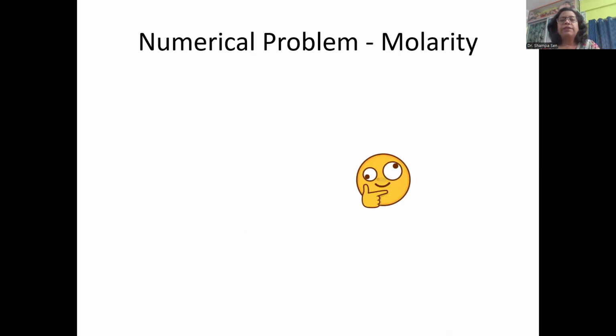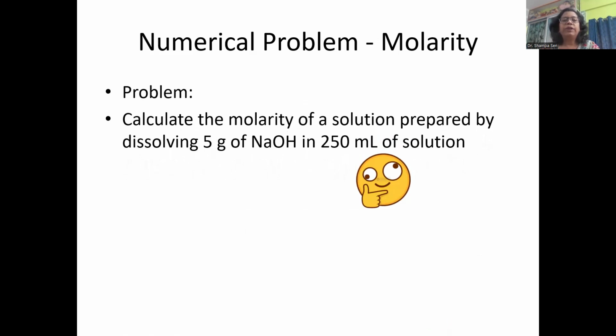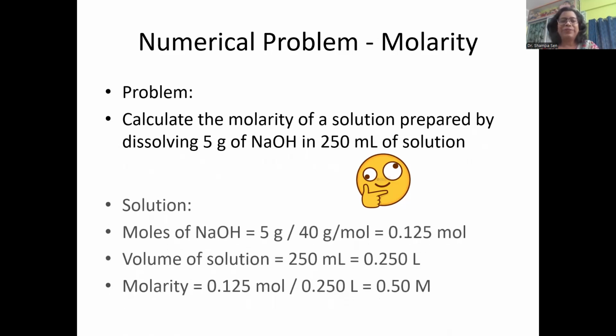Let us practice some numerical problems. First one is on molarity. Calculate the molarity of a solution prepared by dissolving 5 gram of NaOH in 250 milliliters of solution. Let us go for the solution, or will you solve it yourself? Okay, let me go through the solution and you try on your own for some other questions. Yes, obviously practice problem questions will be there at the end of this lecture.